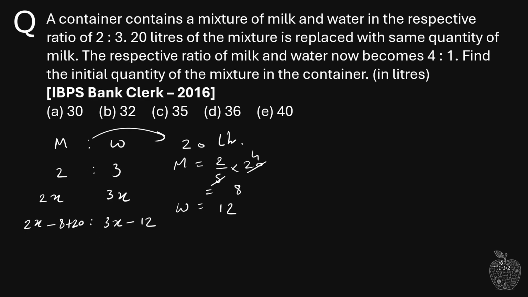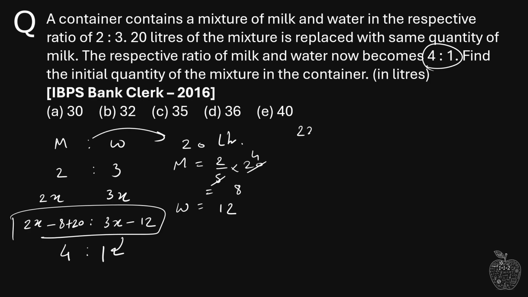The respective ratio of milk and water now becomes 4:1. So that means this ratio is 4:1. So this ratio is the same as this ratio, right? So I can write it as (2x minus 8 plus 20, which gives me plus 12) upon (3x minus 12) equals 4/1. Now we have an equation here. Let's solve this and get the value of x.